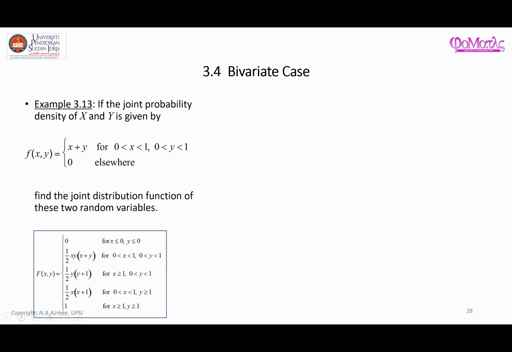Let's look at this example right here. If the joint probability density of x and y is given by such, find the joint distribution function of these two random variables. You can see that this is the answer, and I'm just going to explain how we can get this answer. First of all, let us try to visualize how the graph will look. How can we sketch this function? If you're asked to sketch this joint probability density of x and y, what does it look like?